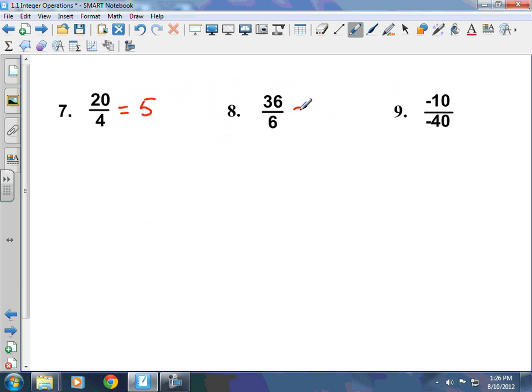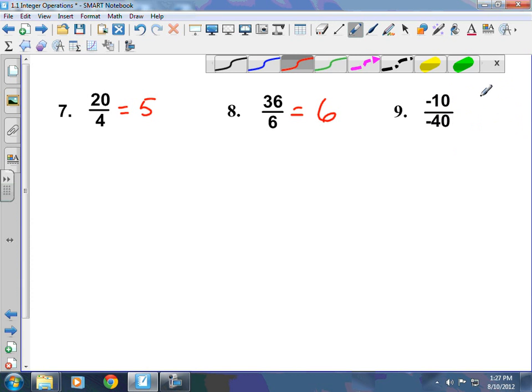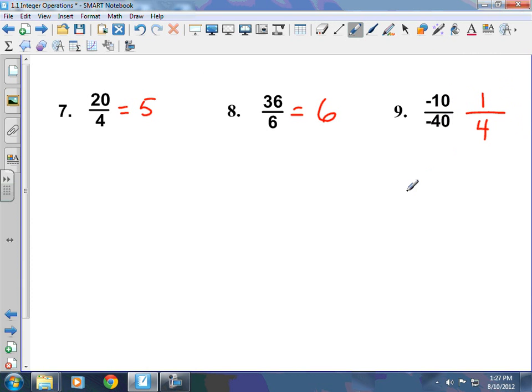36 divided by 6, 6. They're both positive, so my answer is positive. This is the tricky one. How many of you think that this answer is a positive 4? That would be wrong. This is 10 divided by 40. This reduces to 1 over 4. Okay, and they're both negative, so your answer is positive.